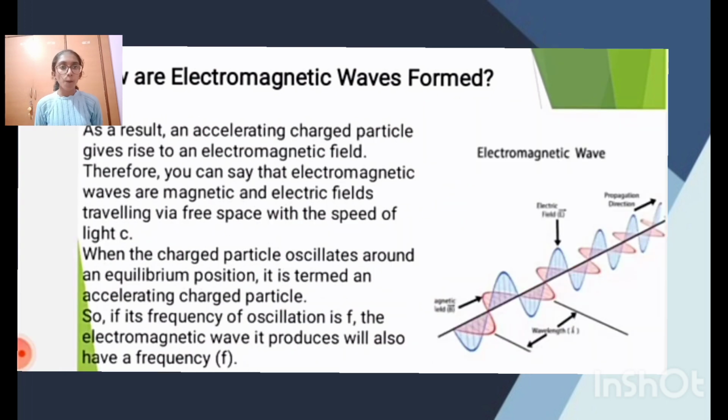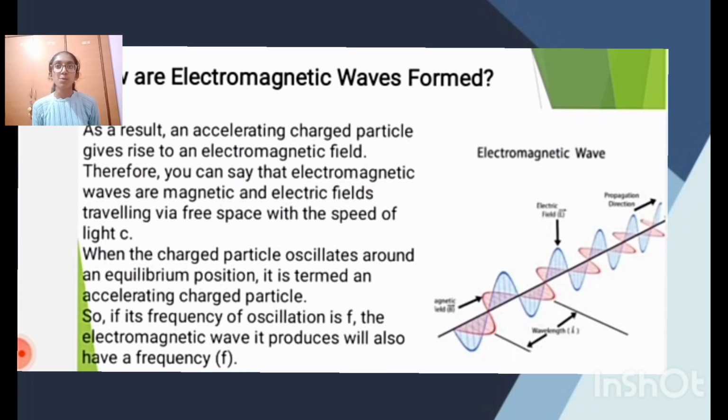Now let me tell you about how the electromagnetic waves are formed. As a result, an accelerating charged particle gives rise to an electromagnetic field. Therefore, you can say that electromagnetic waves are magnetic and electric fields traveling via free space with the speed of light, that is c, as you see in the diagram.